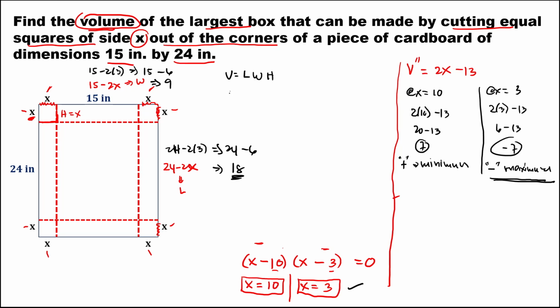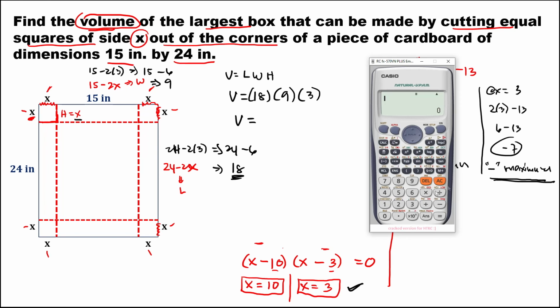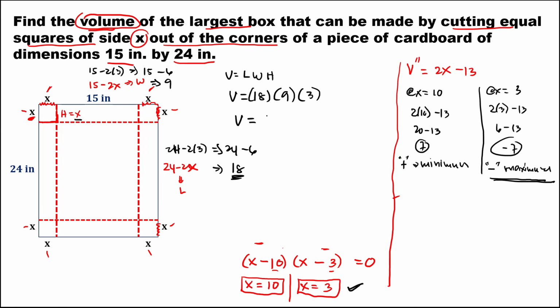So now the volume equals the length, 18, times the width, 9, times the height. The height is x, and since x is equal to 3, times 3. Therefore the volume equals 18 times 9 times 3, which is 486. So the volume is equal to 486 cubic inches.